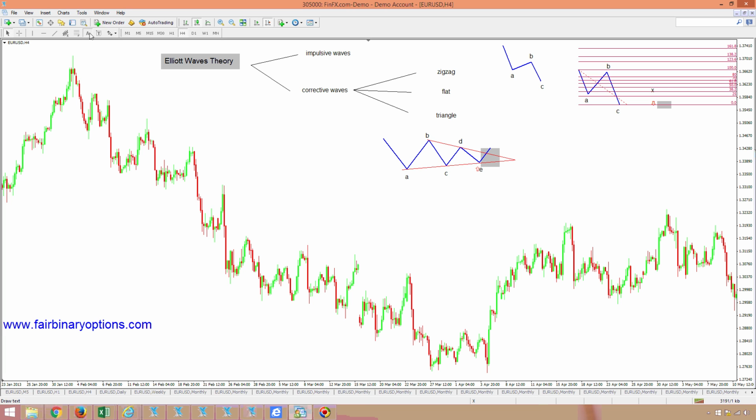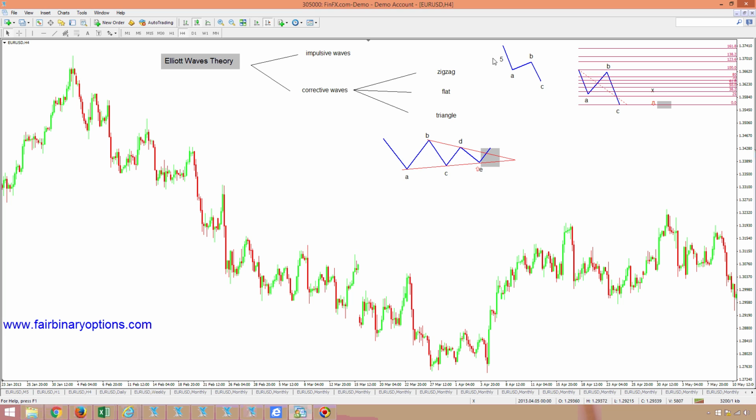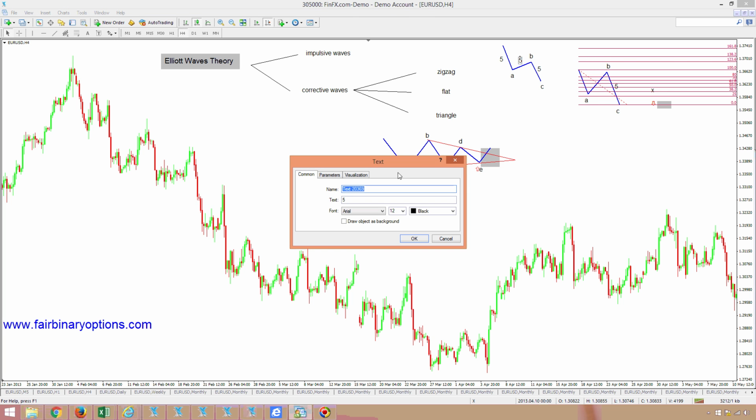The structure of these waves in a zigzag, wave A, has always a 5-way structure. It means it is being an impulsive move. The C wave is also having a 5-way structure. In a flat, the only wave that has a 5-way structure is the C wave, or it is an impulsive move. Everything else represents corrective wave of the same degree.